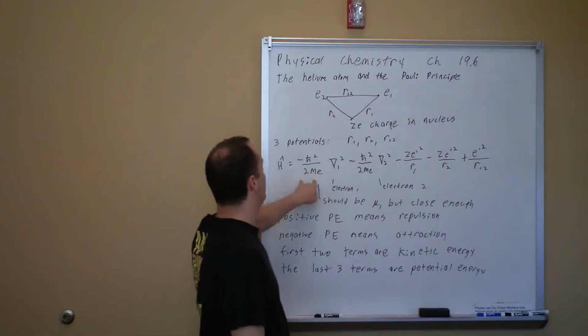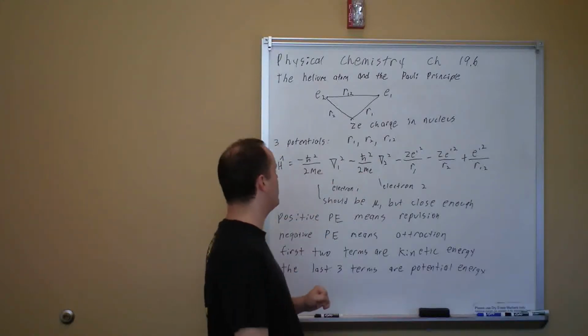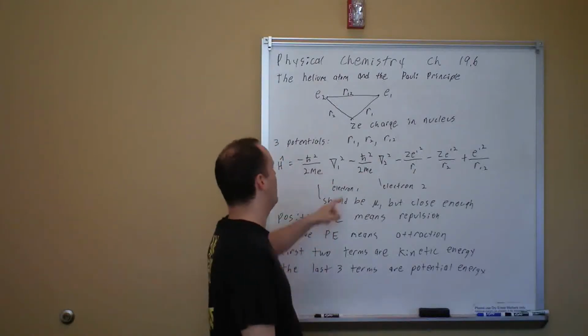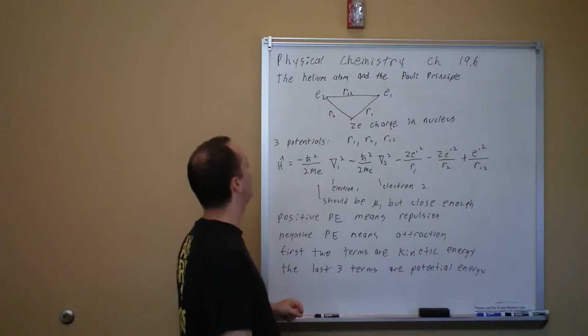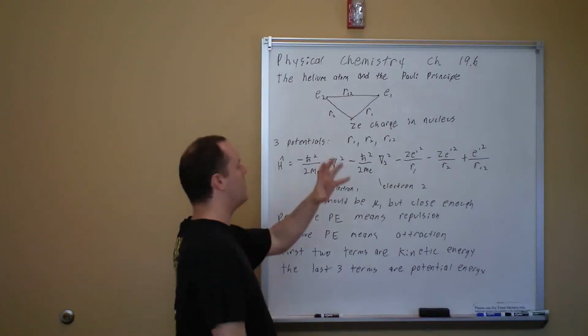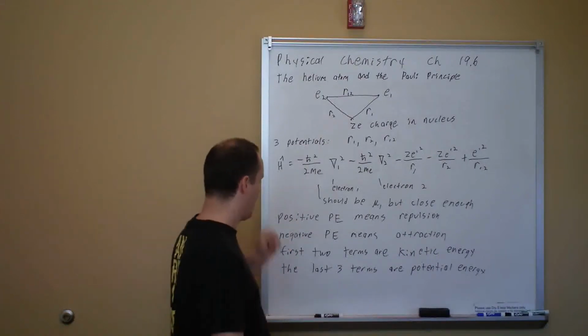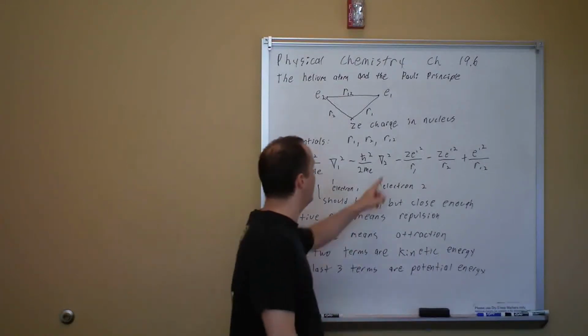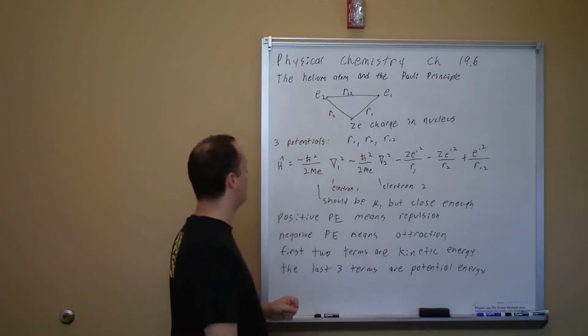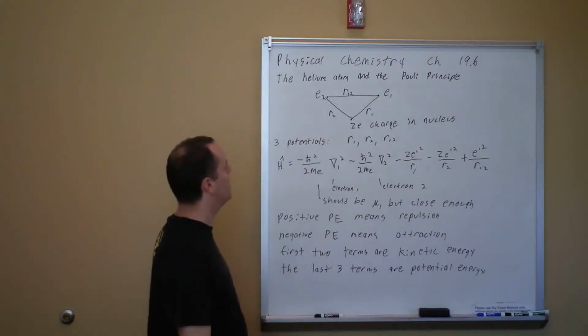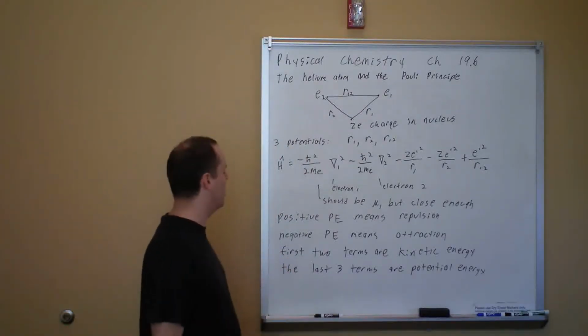And like I said before, these first two terms are the kinetic energy of the two electrons moving around. We're going to assume the nucleus is holding still, because we're not talking about the atom moving as a whole, we're talking about just the electron orbits. And then the last three terms are the potential energy from the electrons orbiting or just being near each other and the nucleus.